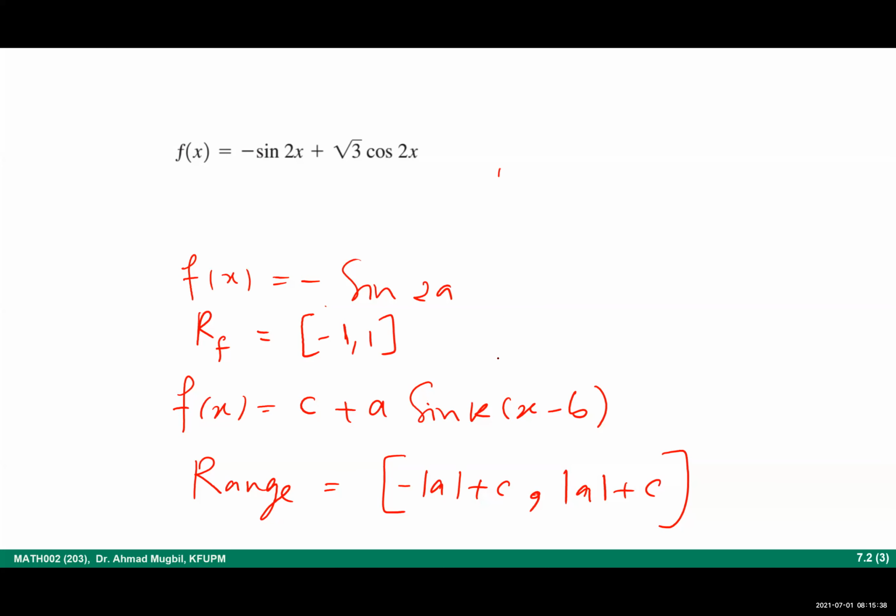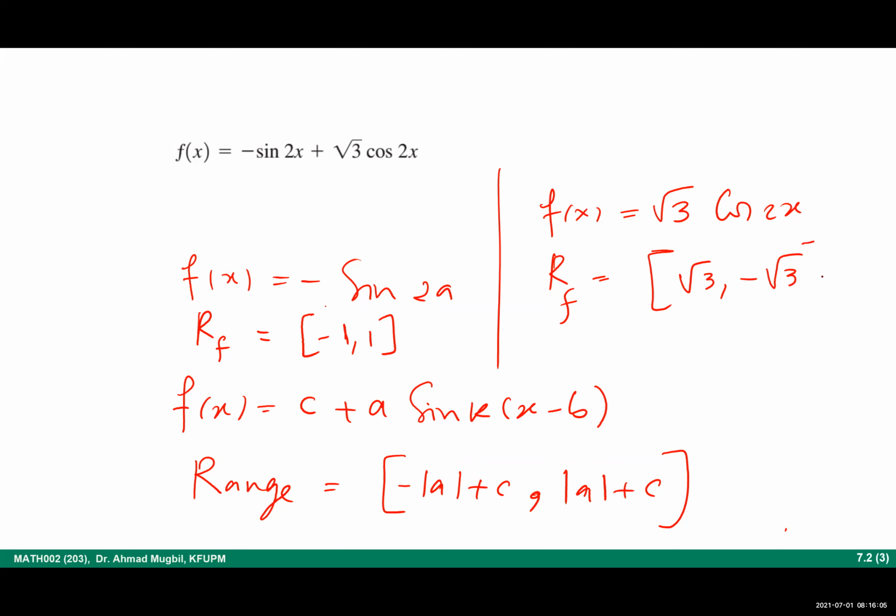Now, what about this, ya Shabab? Let me ask you this question now. What about f of x equals square root of 3 cosine 2x? What is the range? Anyone other than Yusuf? Yes, doctor, can you hear me now? Yes, sir, I can hear you now. Yes, it's from root 3 to negative root 3. Again? Root 3 to negative root 3. Is this practical, Yasser? Are you sure about this?